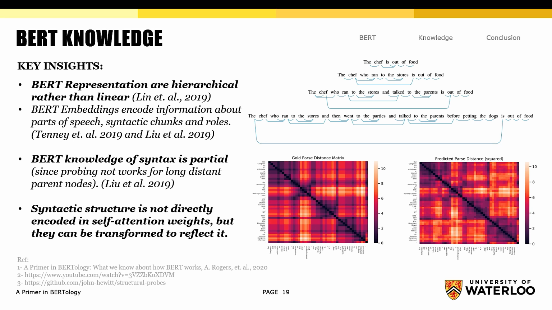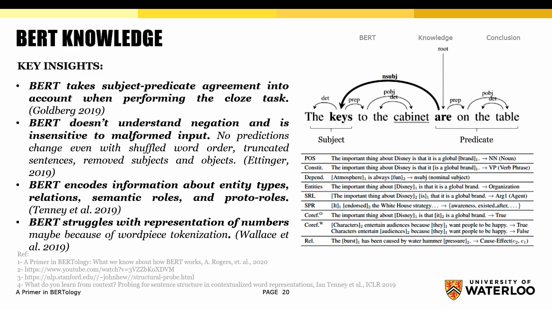It's also interesting to note that BERT actually takes subject-predicate agreement into account when performing the cloze task, as argued by Goldberg in 2019. If you have, for example, the sentence "the keys to the cabinet" as your input, and you predict the masked word that follows, the probability that "are" can be here is much higher than the probability of "is", because the subject, keys, is plural.